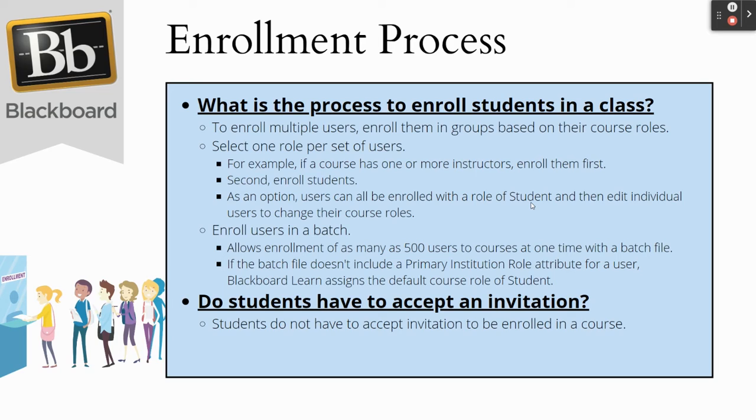As an option, users can all be enrolled with a student role, and then edit the individual users to change their course roles. You can also enroll users in a batch, so that allows enrollment of as many as 500 users to courses at one time with a batch file. If the batch file doesn't include a primary institution role attribute for a user, then Blackboard Learn assigns the default course role of the student.